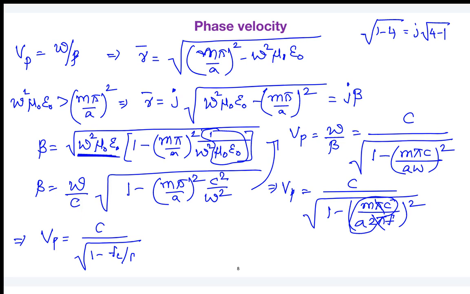So finally, you are going to get the phase velocity is something like this. You just go through the derivation part. So finally, how to remember this equation? It will be like 1 minus 2 fc by f, right? Yes, because fc is m c by 2a. m c by 2a itself is fc. I have replaced that, divided by f, that is 2 pi f.